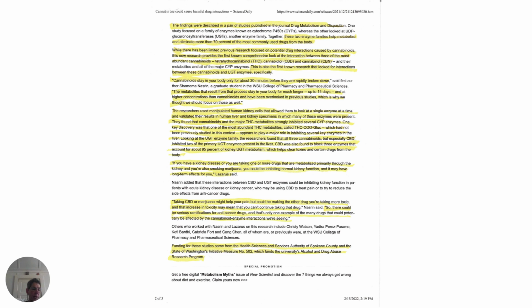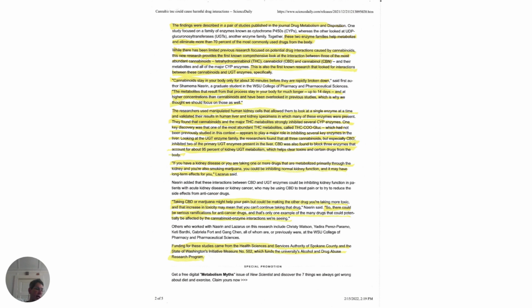Looking at the UGT enzyme family, the researchers found that all three cannabinoids, but specifically CBD, inhibited two of the primary UGT enzymes present in the liver. CBD was also found to block three enzymes that account for about 95% of kidney UGT metabolism, which helps clear toxins and certain drugs from the body. We're right here. If you have a kidney disease, or you are taking one or more drugs that are metabolized primarily through the kidney, and you're also smoking marijuana, you could be inhibiting normal kidney function, and it may have long-term effects for you, Lazarus said.